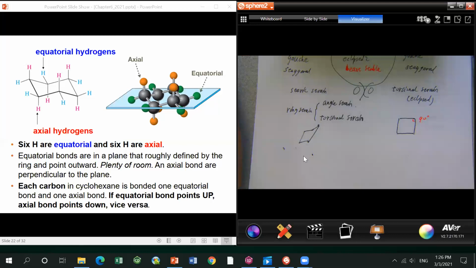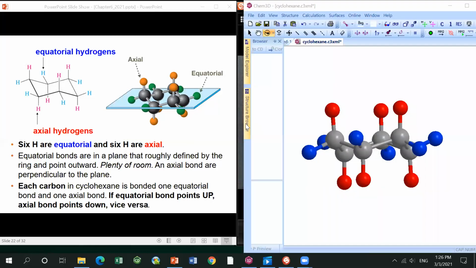All right, to help you get a little bit better view, here's a three-dimensional model, generated from Chem3D. I think that's maybe better than making a handmade model. Right, so that's the cyclohexane.